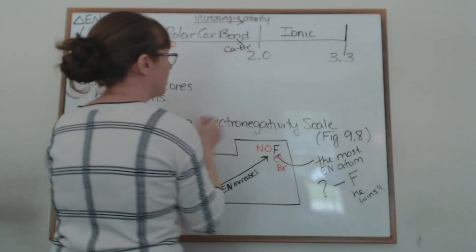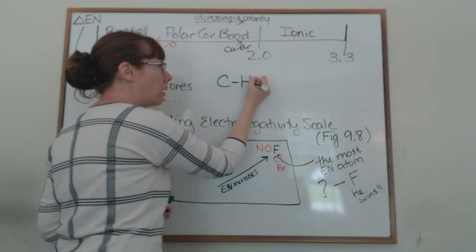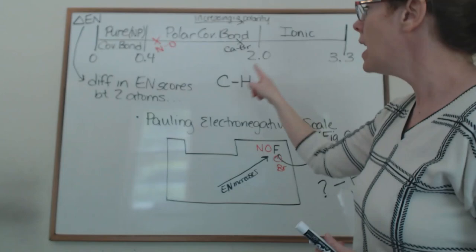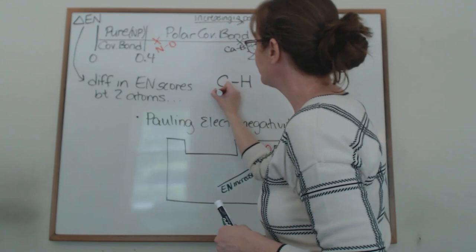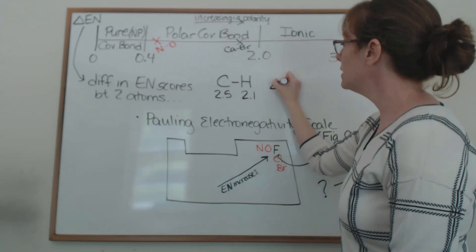Let's do CH, because this is such an important bond in chemistry. Anytime you have a hydrocarbon, and frankly, any organic molecule, you're going to have carbon and hydrogen bonds. Let's look at the scores. Carbon, 2.5. Hydrogen, 2.1. So the delta EN is 0.4.